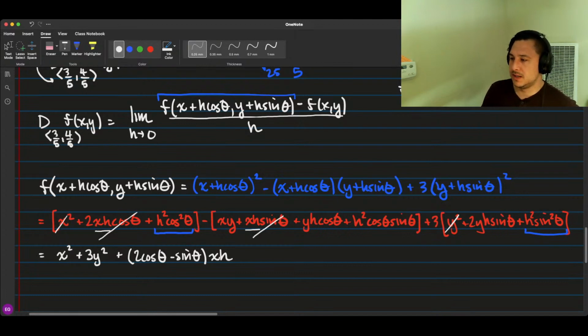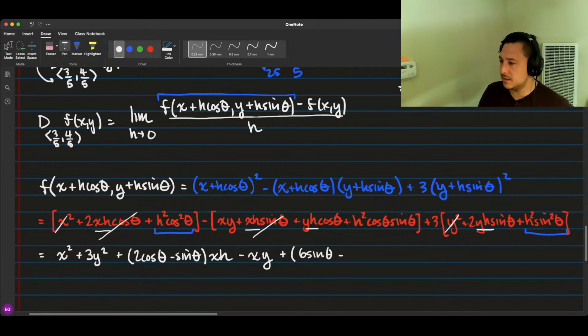I guess we've got this minus xy. There's nothing that's really going to happen with that. It would have been nice to put it over here on the left, but whatever. Okay, let's look at this term. You have a yh. Are there any other yh terms? Yeah, there's a yh term right there. So you could put plus, you'd have to distribute the 3, and you would get 6 sine theta minus cosine theta yh.